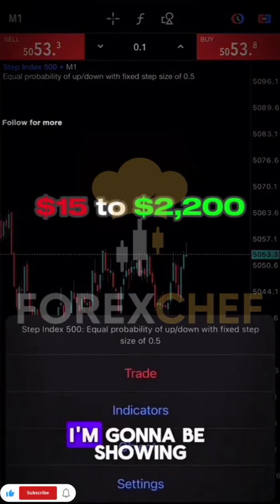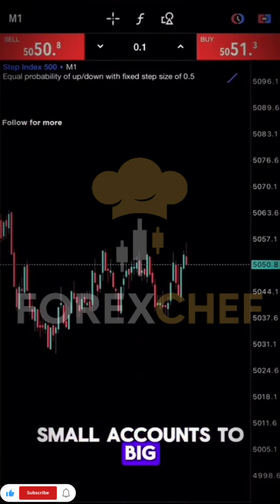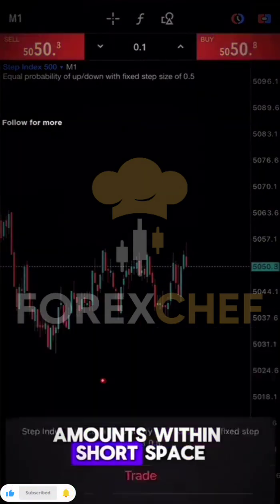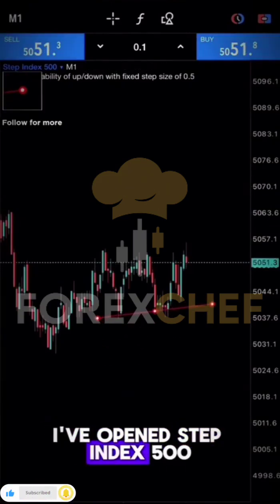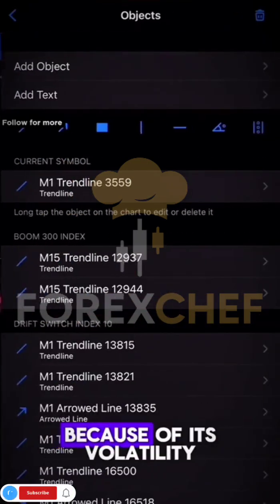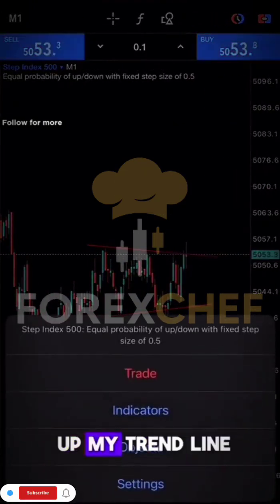In this video, I'm gonna be showing you my exact strategy, how I raise small accounts to big amounts within a short space of time. Without wasting much time, I've opened Step Index 500. I like this pair because of its volatility, so I'm already setting up my trend line.